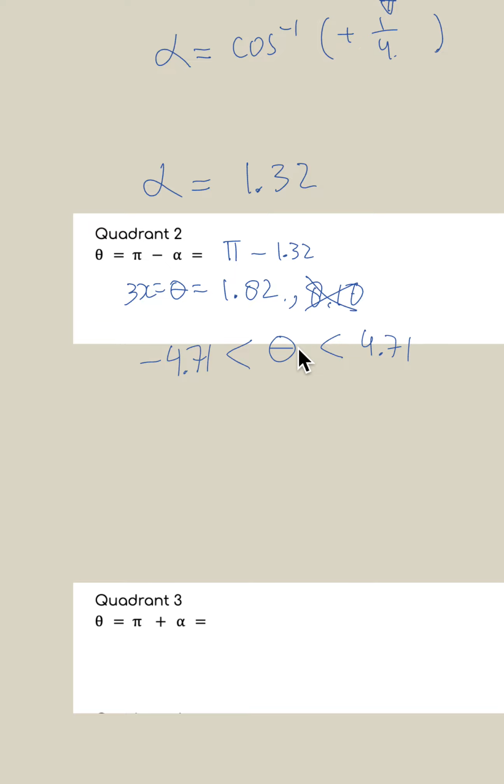How about subtracting 2 pi? 1.82 minus 2 times pi gives negative 4.46, which is still within the range. Good.